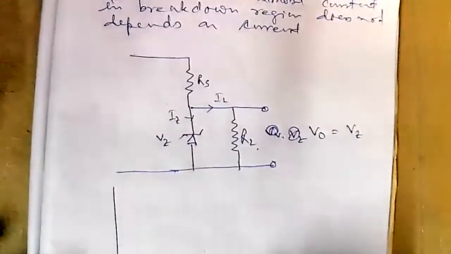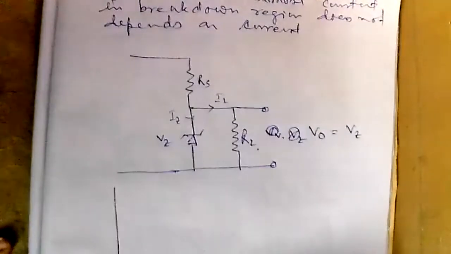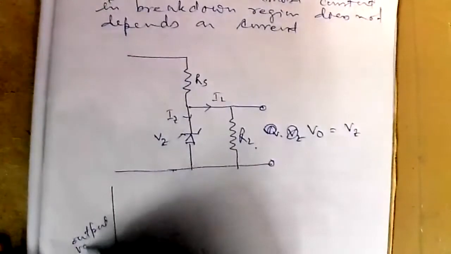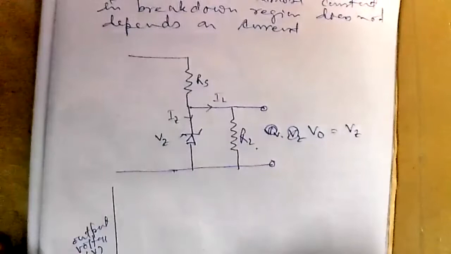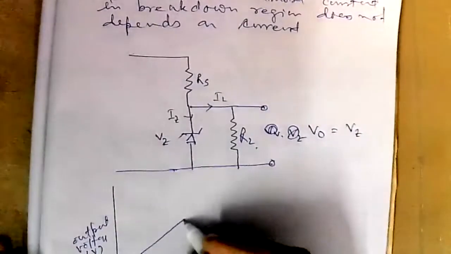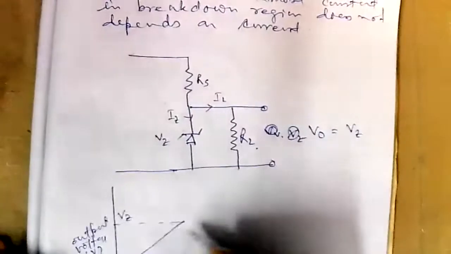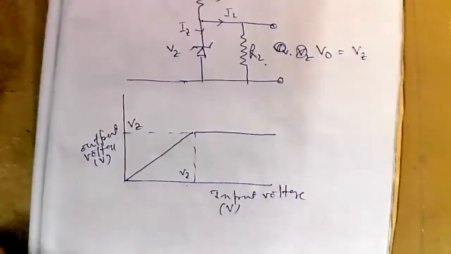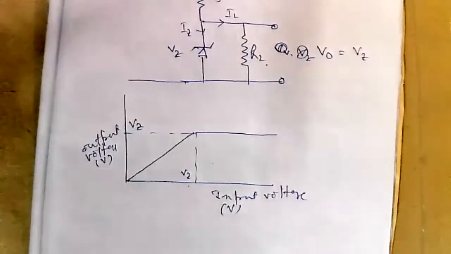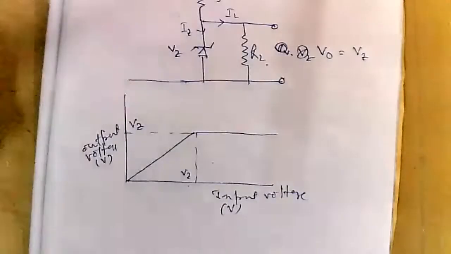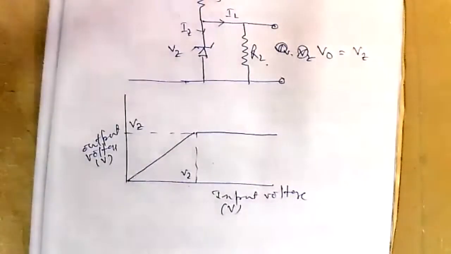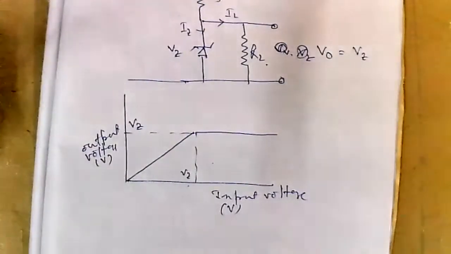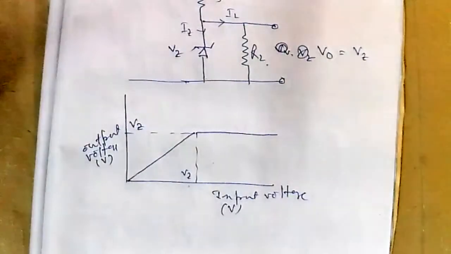If we plot the input voltage versus the output voltage, both in volts, initially it will go up to Vz. Then the output will remain constant. So this is a special type of device which is used for voltage regulation, and it is called Zener diode.